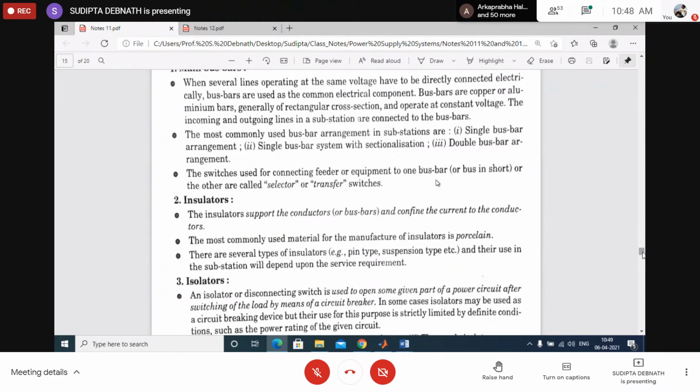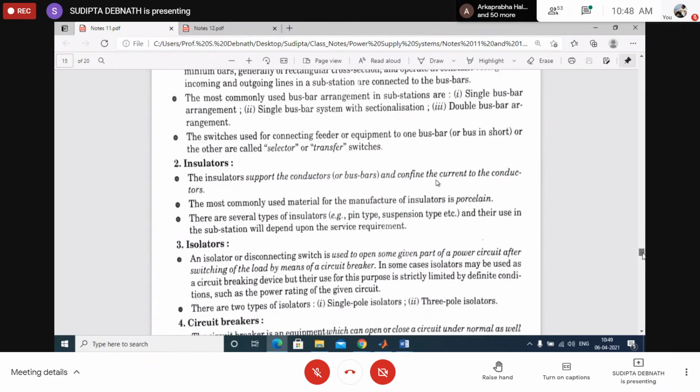And next, isolator. An isolator is a disconnecting switch. It is used to open some given part of a circuit after switching off the load by means of a circuit breaker. This is very important. Isolators can be of two types: single pole isolators and three pole isolators. Single pole means if it is a three-phase circuit, you have to open three poles separately. But with three pole isolators, you can open just one, and all the three will be opened or connected.